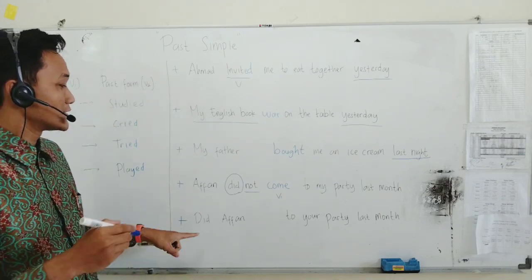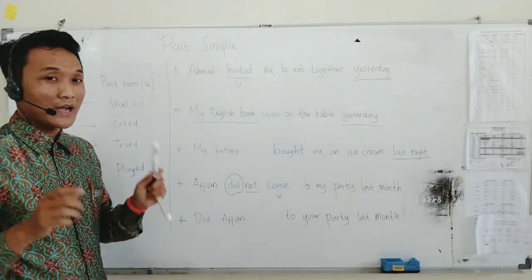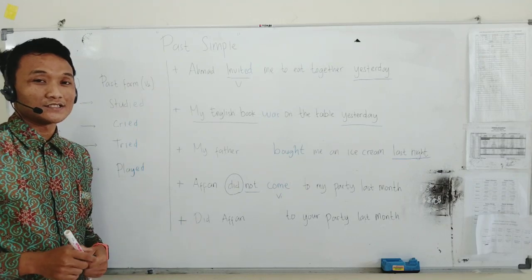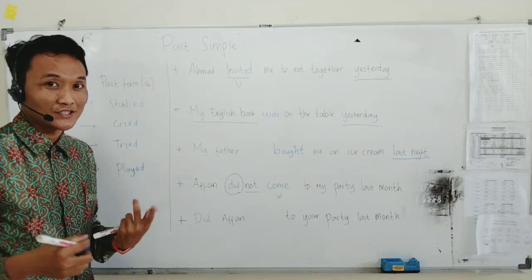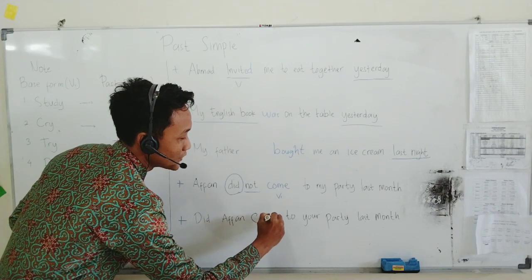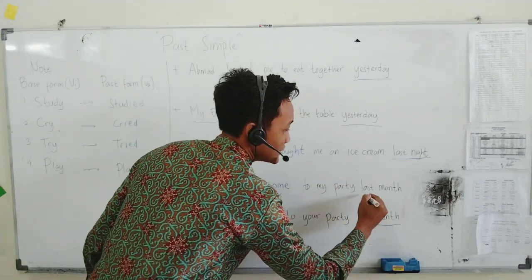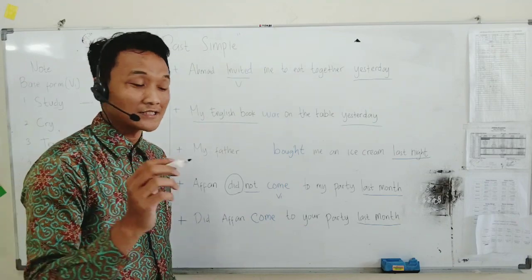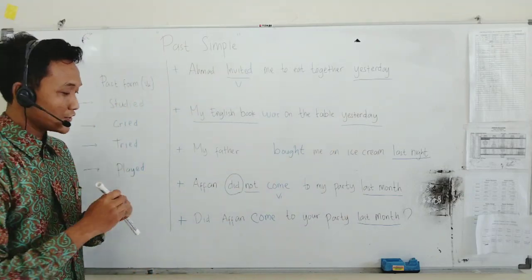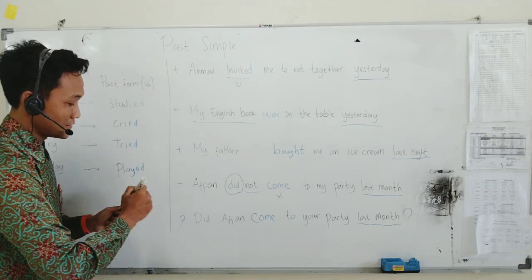And the last part is: did Afan, blank, to your party last night. We have to consider it in the table. If we put did in front of the sentence, it means that the sentence must be a question. So in did Afan, the verb is verb 1 only, not verb 2. Did Afan come to your party last month? Here is the time expression. Because it is a question sentence, we have to add a question mark here. And to make it clear, I will change the sign to a question mark.